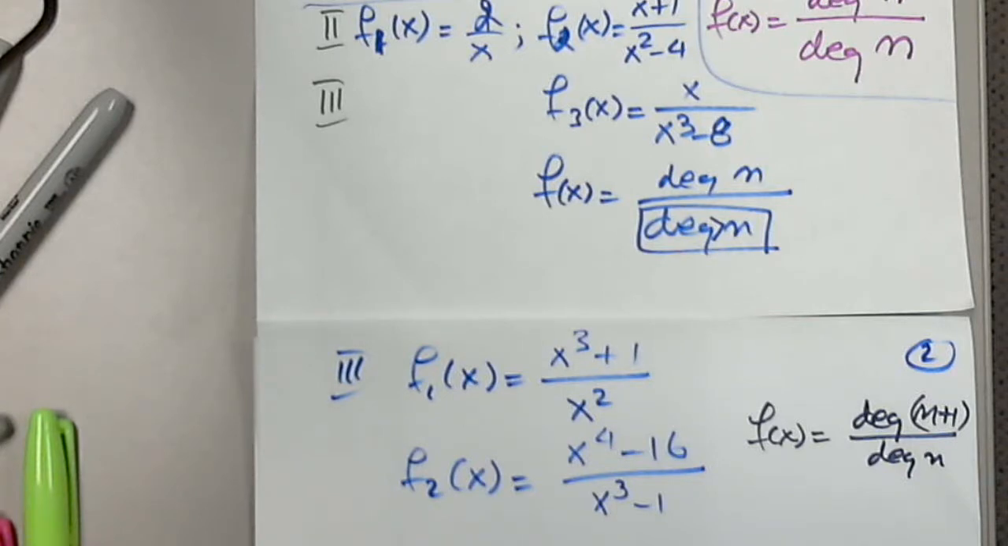But if the numerator is degree 4 and the denominator is degree 3, what would be the degree of the quotient? 1. Exactly. When you think about degree 1, what function do you have in mind? Linear.